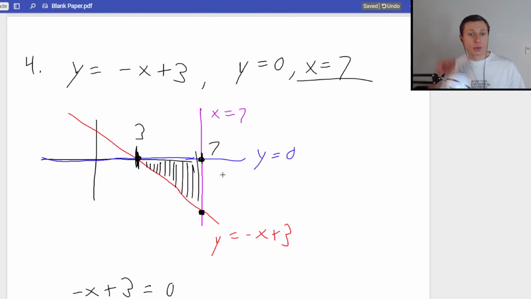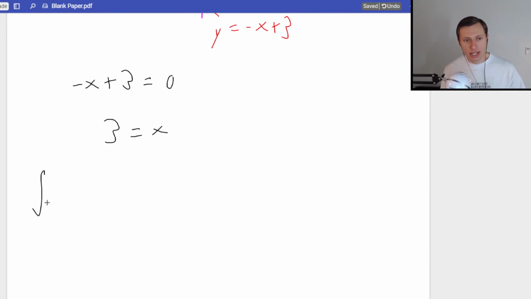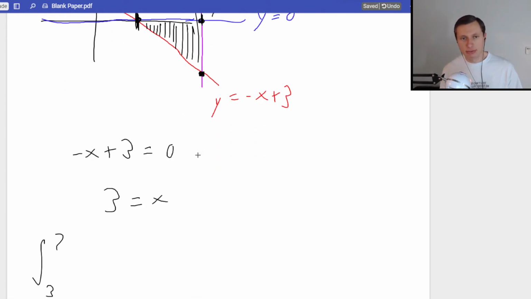Great. There's 3. Now, that x equals 7 tells me what the bound is. If I give you x equals whatever, 7, negative 2, pi squared, that's telling me the x value, the bounds. So right away, I know my integral is going to be the integral from 3 to 7, because 3 is the first intersection point, and they gave me x equals 7, which is the other bound. Any questions so far?